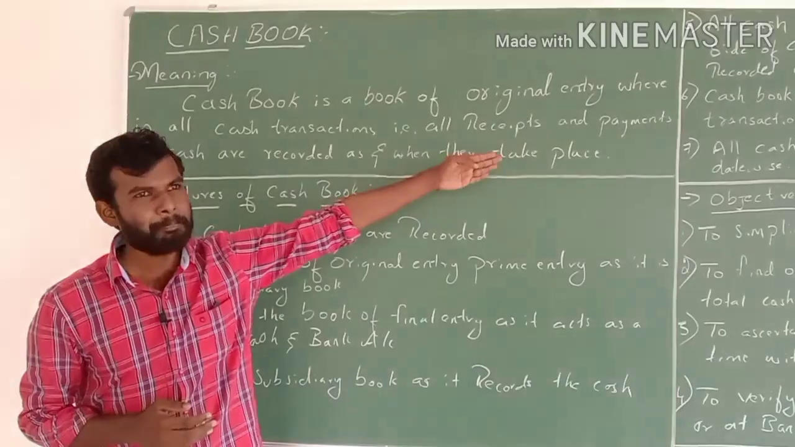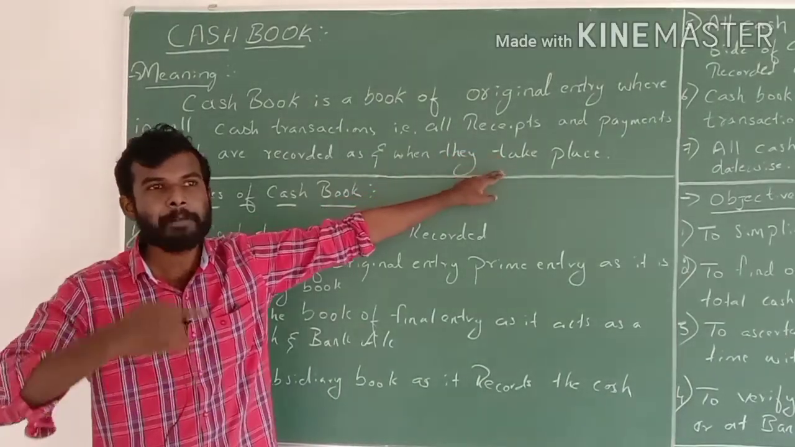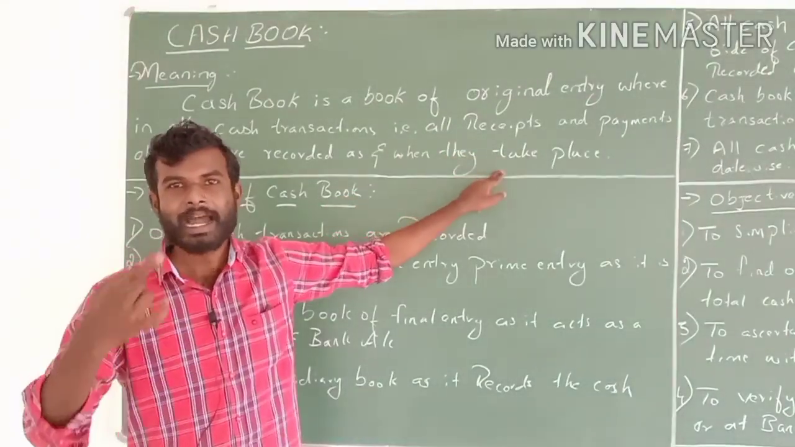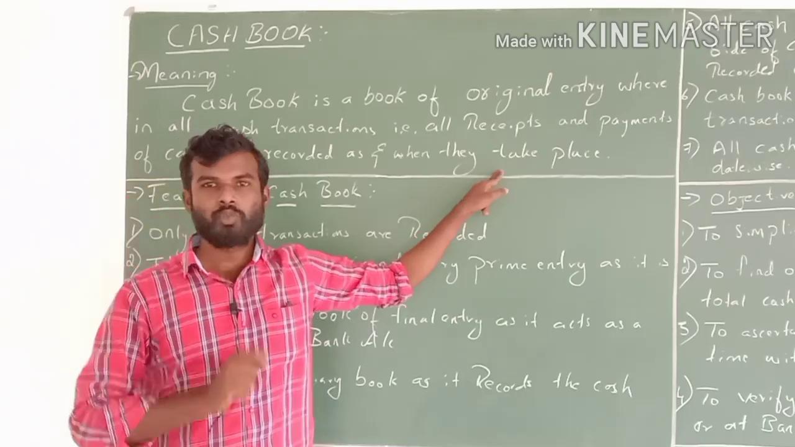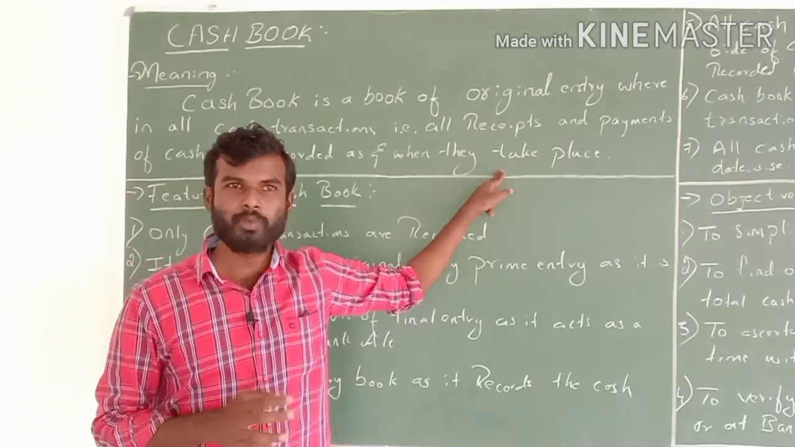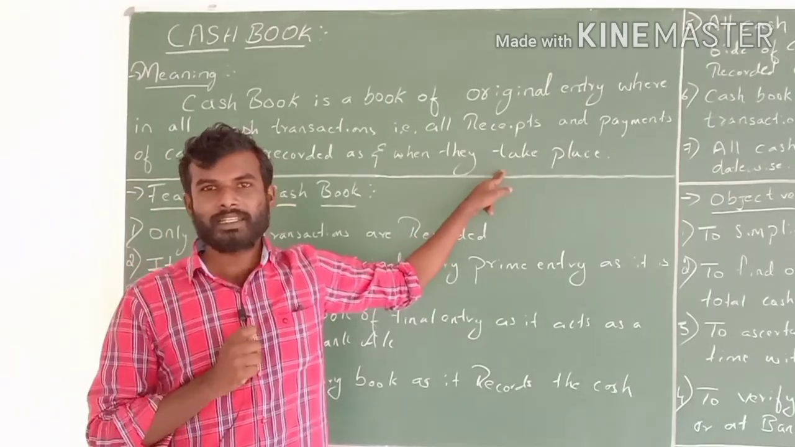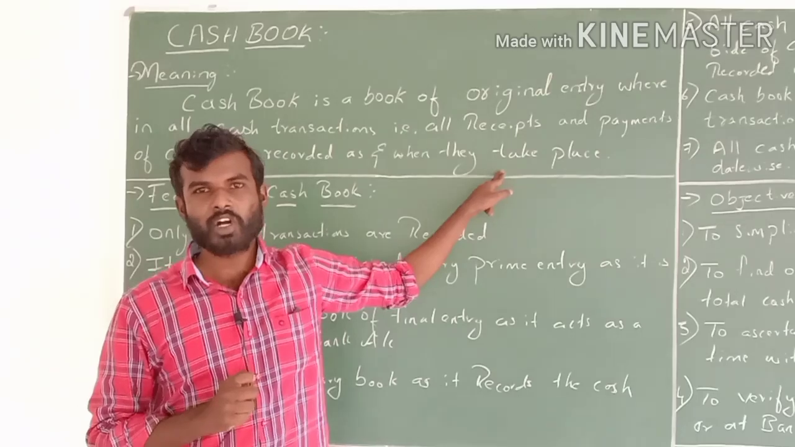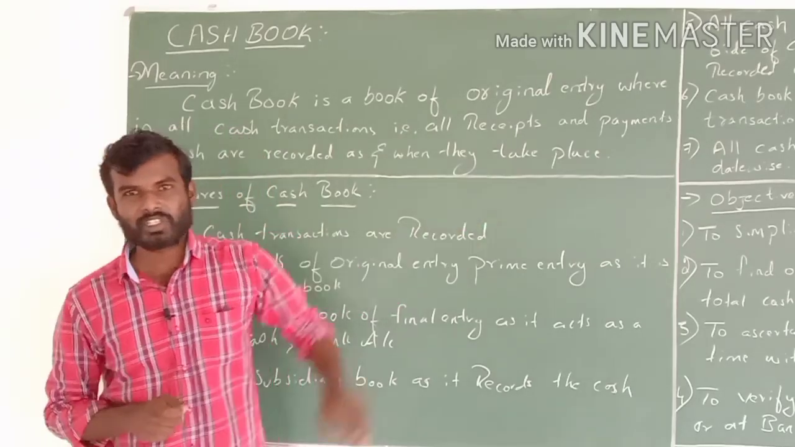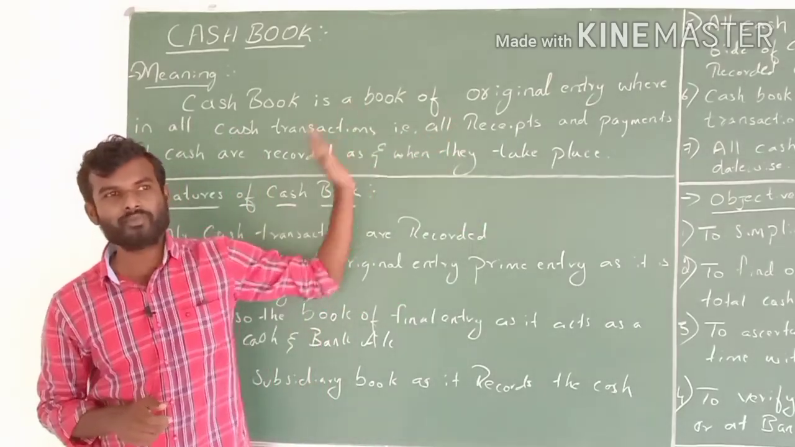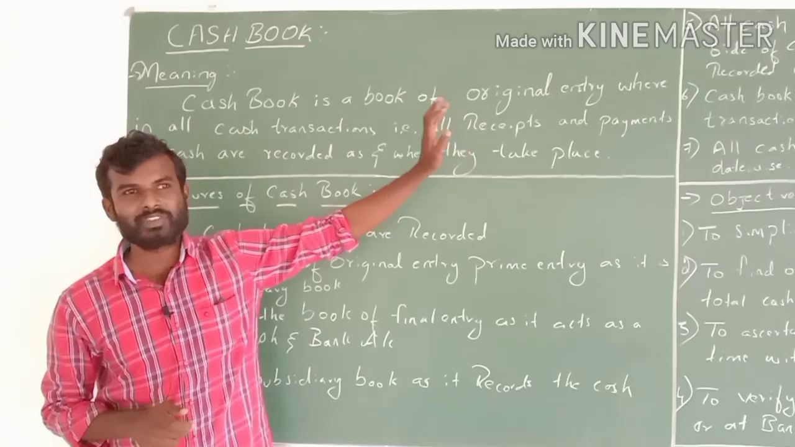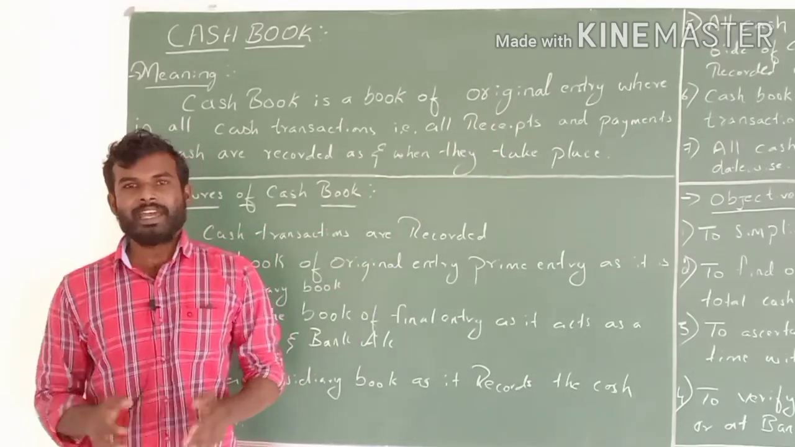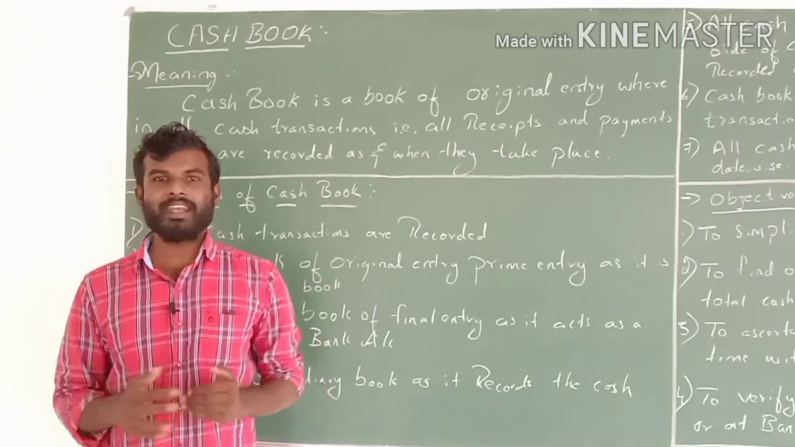So like that, what are the payments? We can say that we are paying from the business to the other person. So cash book is a type of subsidiary book, we can say. So here what transactions will be majorly recorded? Only cash transactions. It is an original entry of which transaction? Cash transactions, that is receipts and payments recorded.